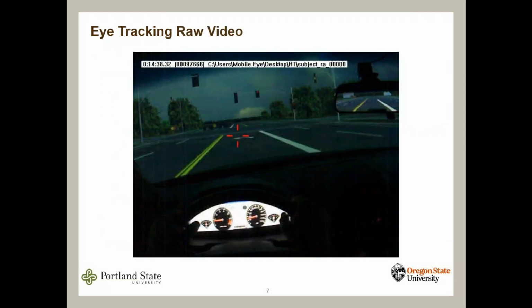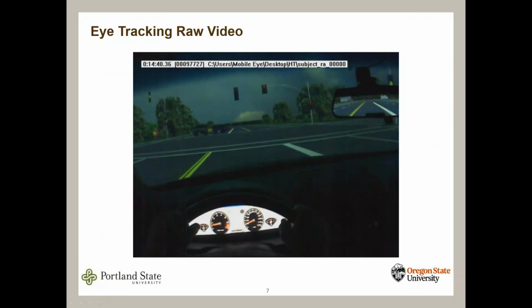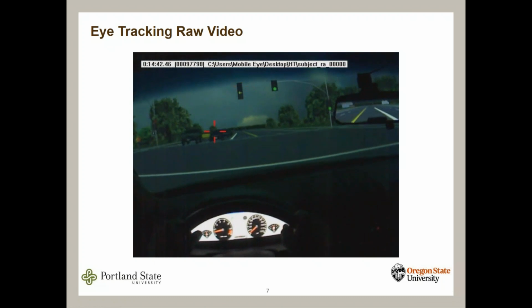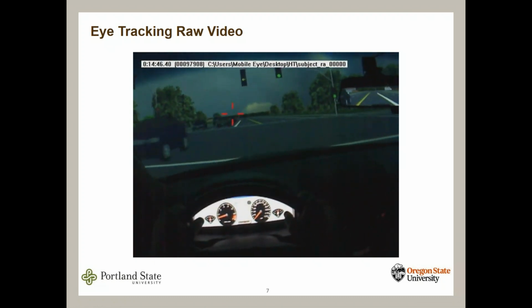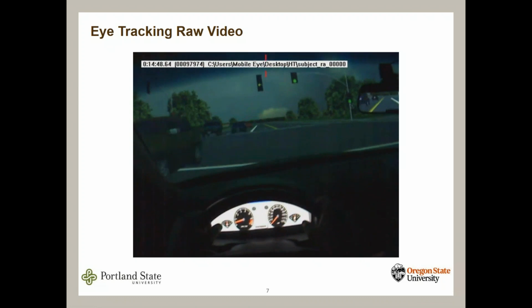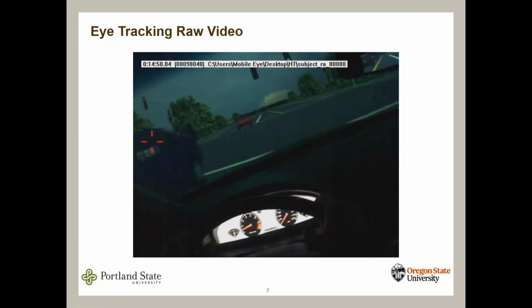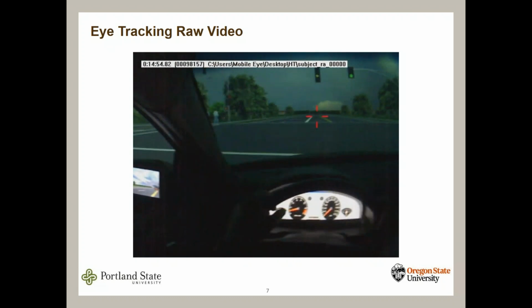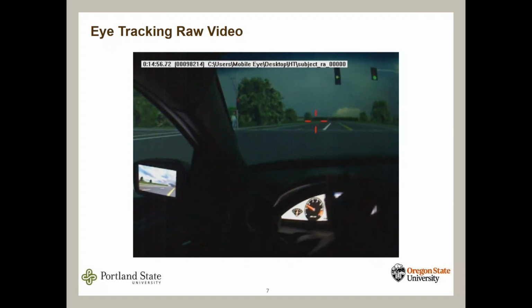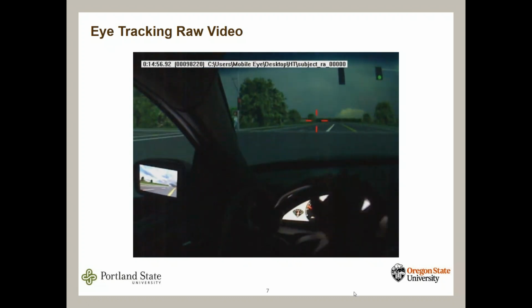So what does it look like when we put those two pieces of equipment together? This is a video clip of a beta test of one of the scenarios that we designed. So we're looking at the virtual environment from the perspective of the road user. The crosshairs that are bouncing around the screen are records of individual fixations. So each time the crosshair focuses, that's a representation of an individual fixation.